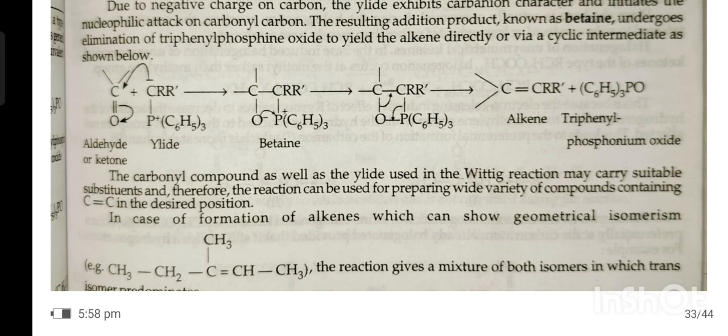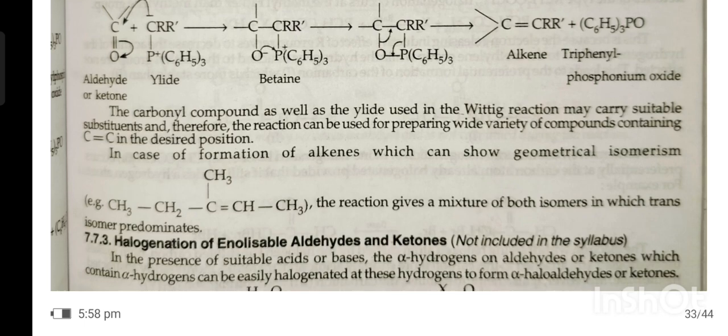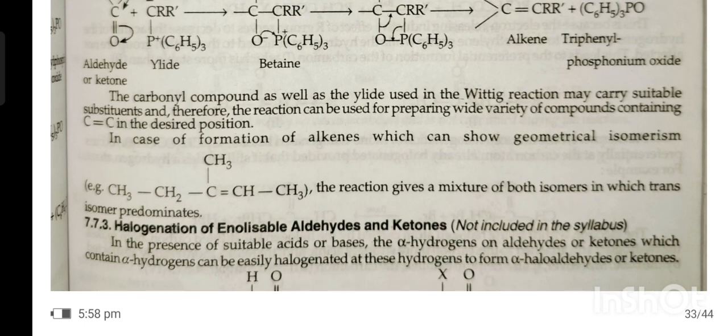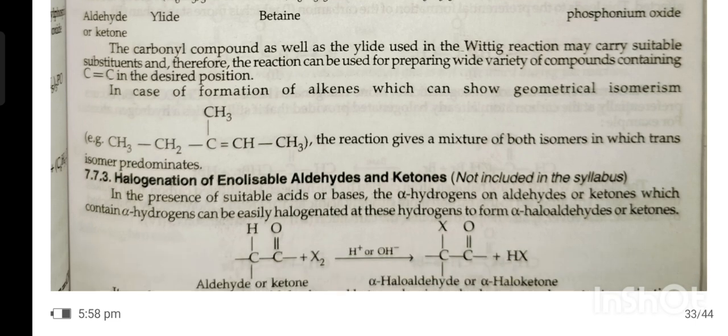The carbonyl compound as well as the ylide used in the Wittig reaction may carry suitable substituents, and therefore the reaction can be used for preparing a wide variety of compounds containing a carbon double bond in the desired position. In case of formation of alkenes which can show geometrical isomerism, the reaction gives a mixture of both isomers with the trans isomer predominant.